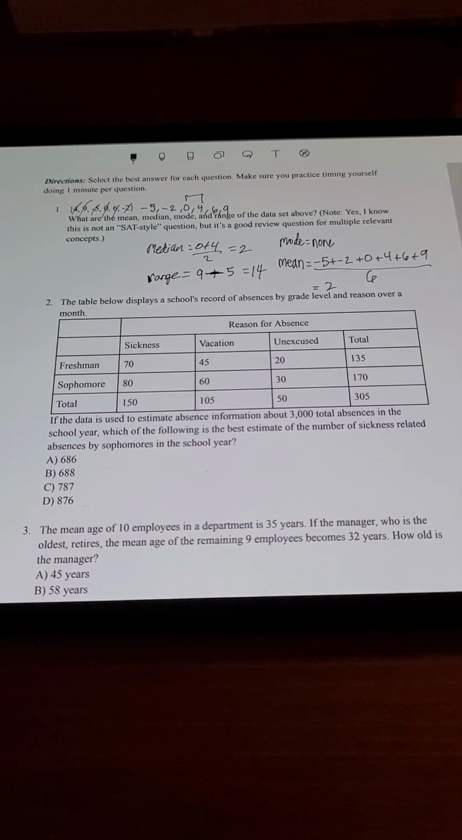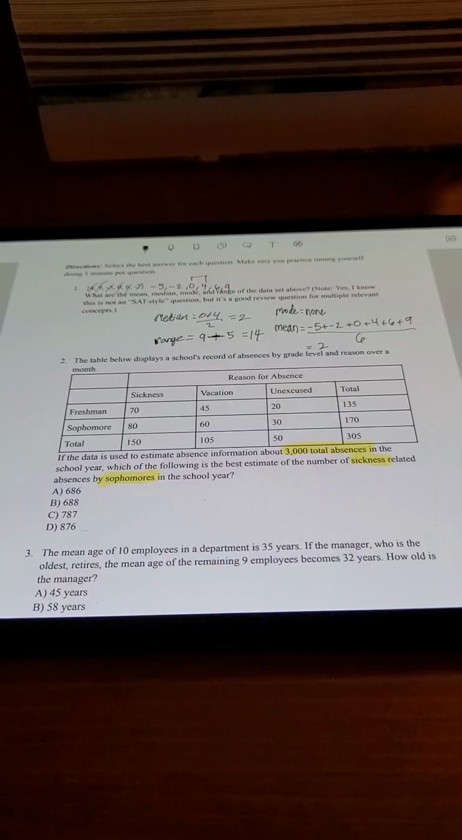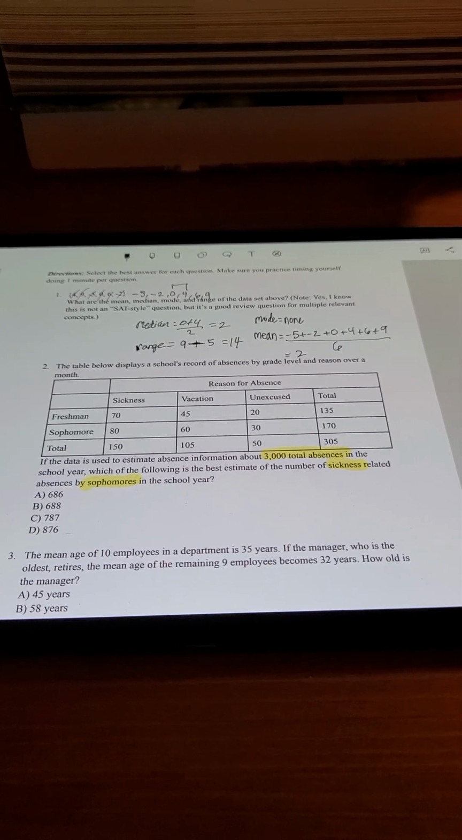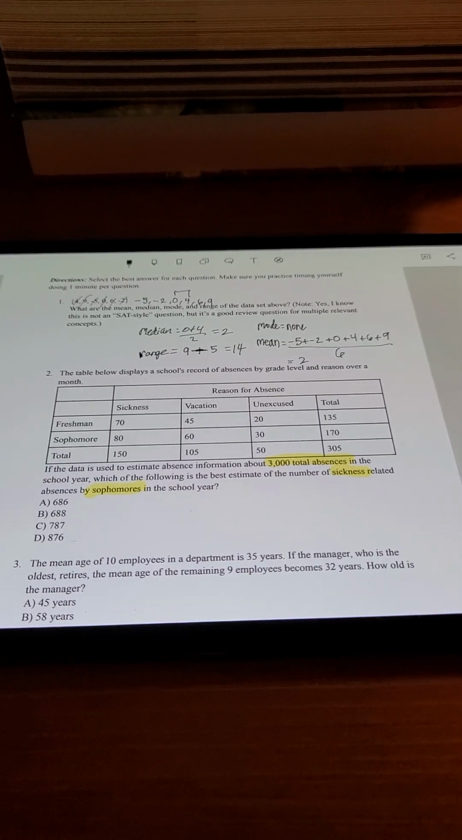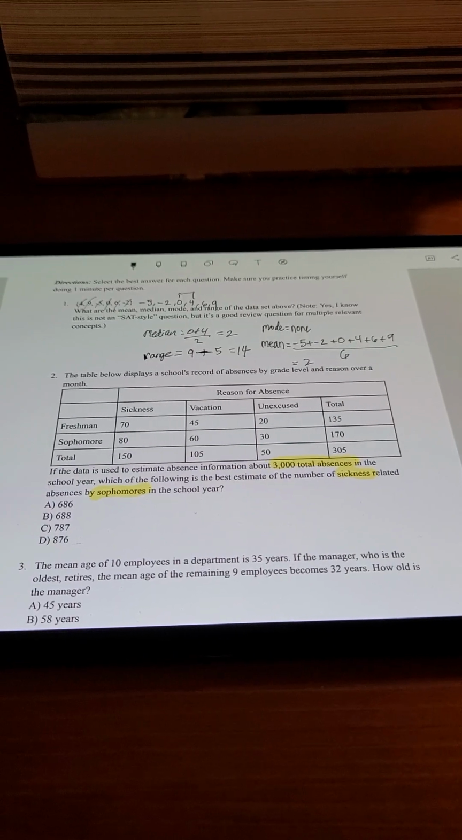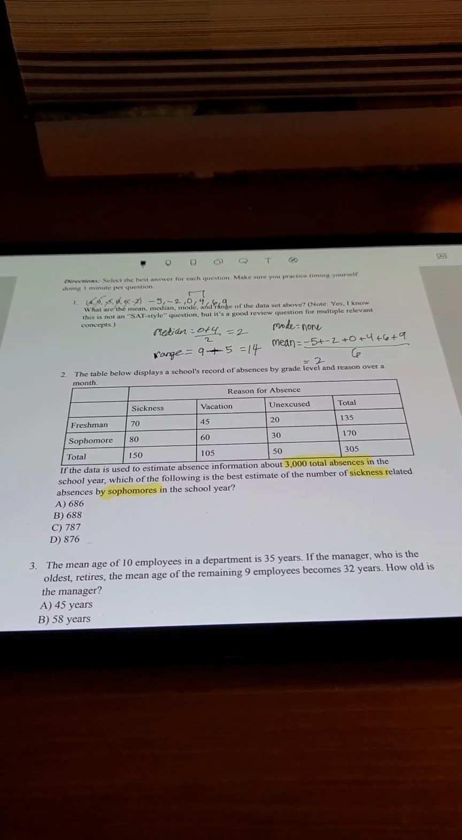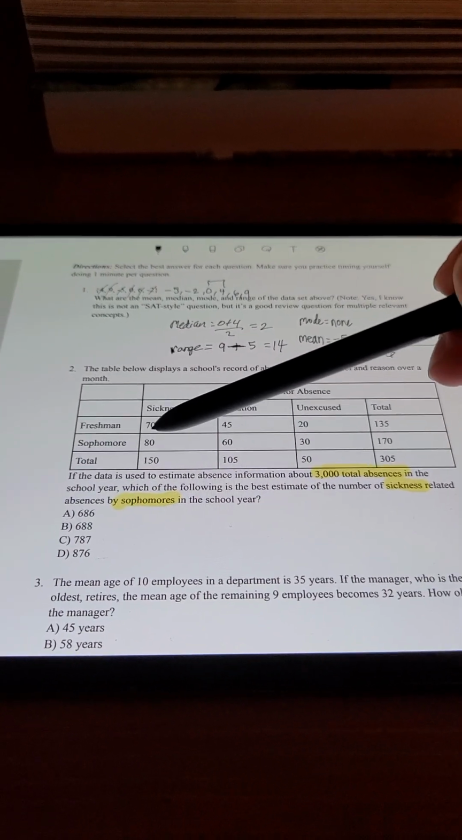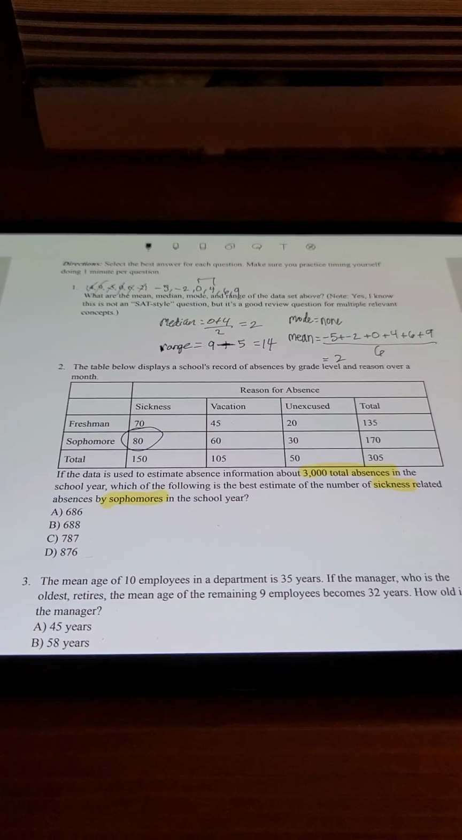Okay, pause to read number 2 if you haven't already. So for this problem, we want an estimate based off of 3,000 total absences, the best estimate for the number of sickness-related absences for sophomores. So let's look where it says sickness and sophomores. So that means we're talking about 80, because that lines up there.